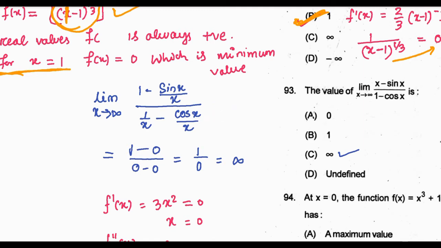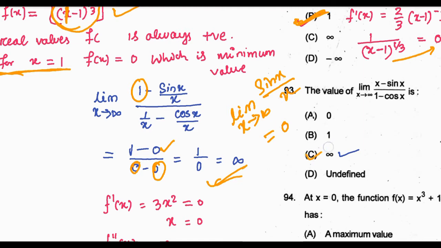What we will get, this one will be 1, this is a constant, and limit x tends to infinity, sin x by x is equal to 0. This one is 0. Again 1 by x, x tends to infinity is also 0, and cos x by x, limit x tends to 0 is also 0. So what we are getting, 1 by 0, that means infinite. So the answer here is infinite.